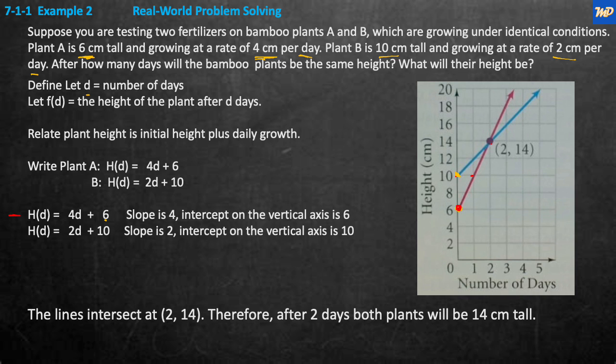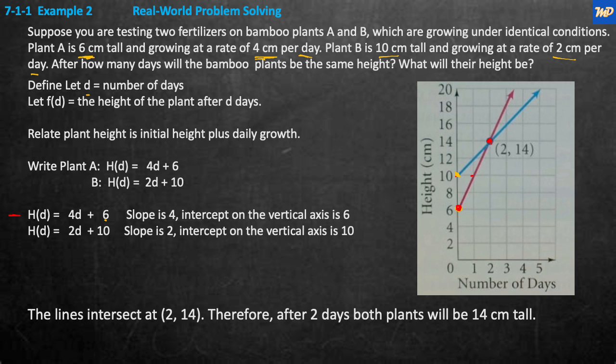Each mark is 2 days, but the height isn't 2 centimeters per mark, and the days is 1 day per mark or per segment, right? So this is up 2 over 1, up 2 over 1. So here's where it crosses the other line.